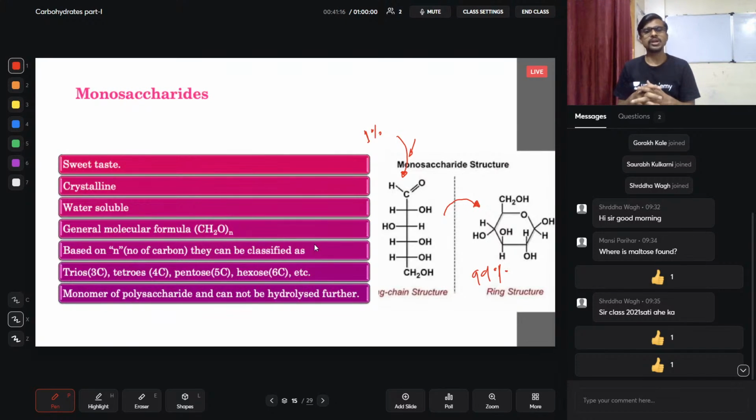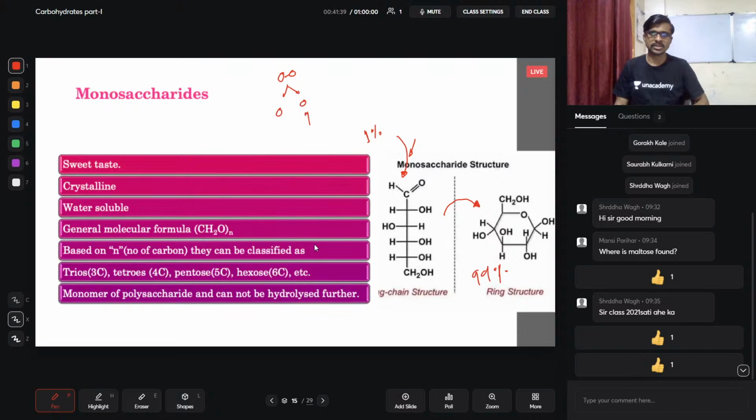So monosaccharides are the monomers of a polysaccharide and cannot be hydrolyzed further. So the monomer of a polysaccharide, if you take a polysaccharide or disaccharide, for example this is a disaccharide, you just cut it into the two monomers.